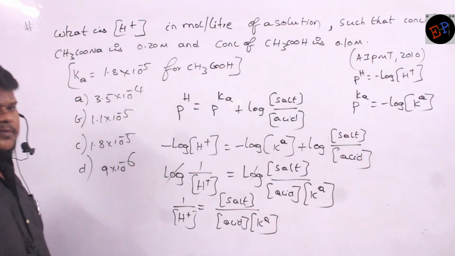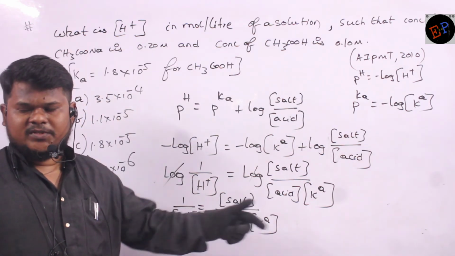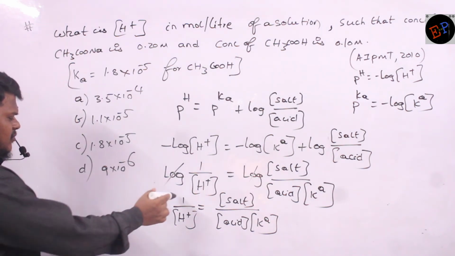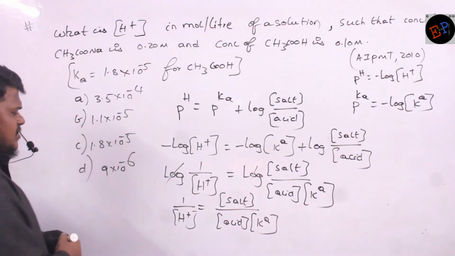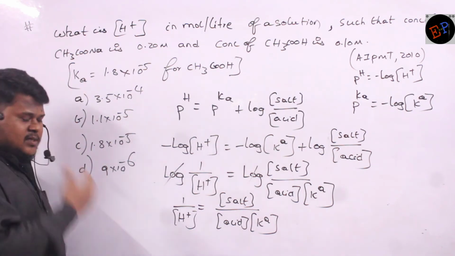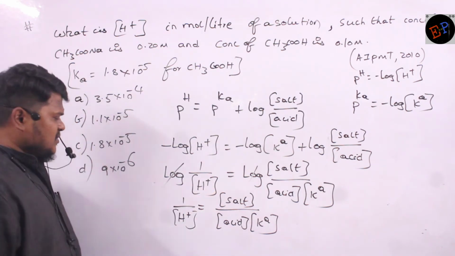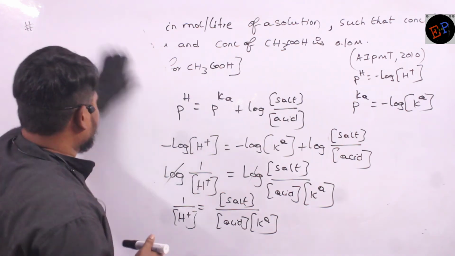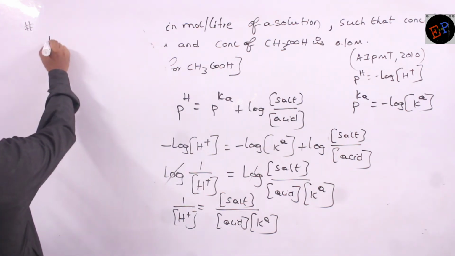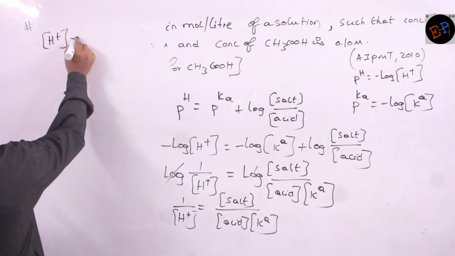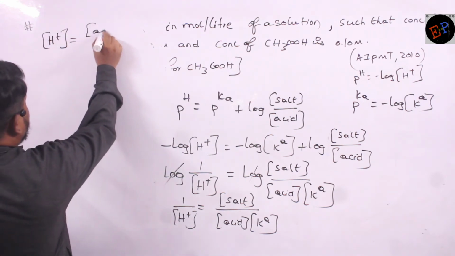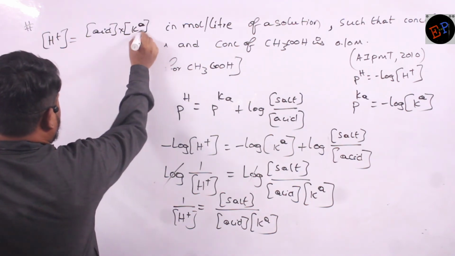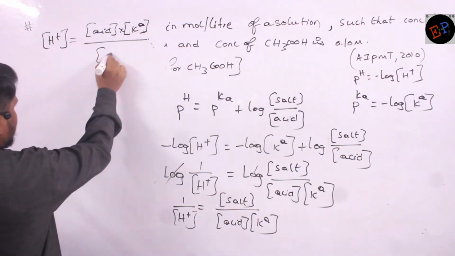Okay. All the values are already given. Just substitute in the equation. That is my required answer. So I have calculated 1 by H plus. Now I want H plus. If I want H plus, what do I have to do? Take the reciprocal of all of them. Okay. So therefore, H plus ion concentration is nothing but concentration of acid multiplied by Ka value divided by concentration of salt.